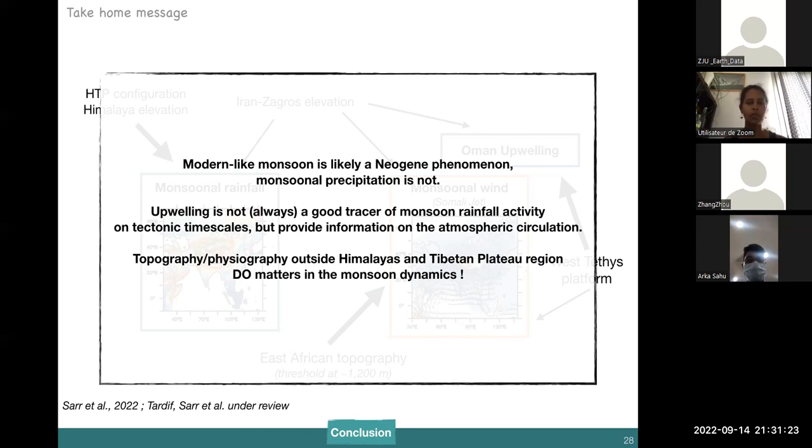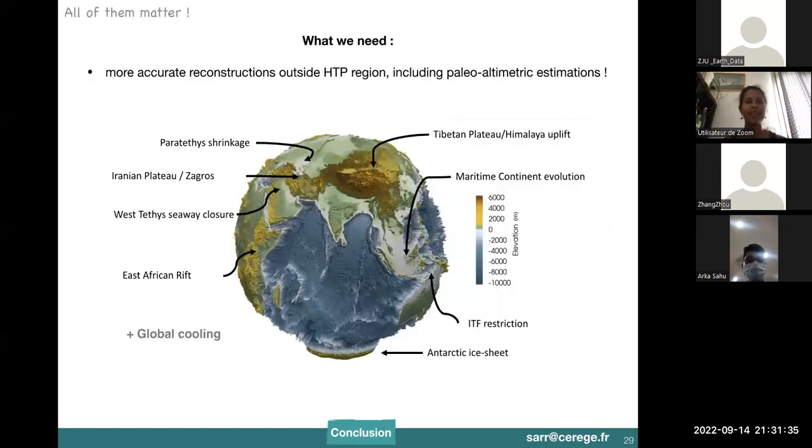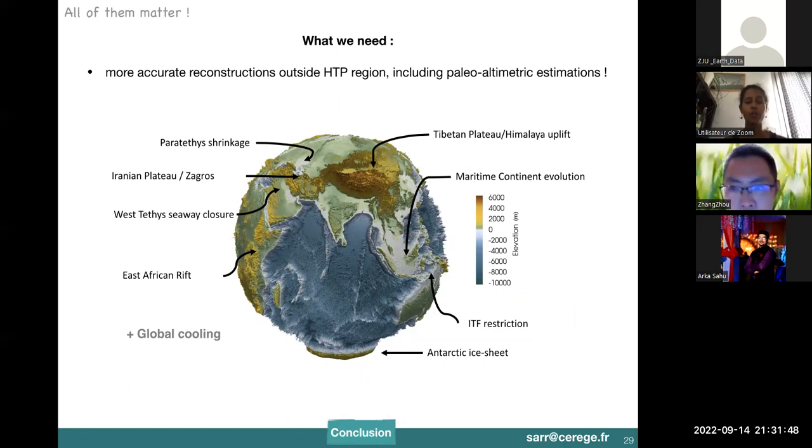And the last point is that topography and physiography outside of the Himalayas and Tibetan Plateau region do matter in monsoon dynamics, and we need to have proper constraints on those. So this is my last slide, and this is the one I like the most. This relies on my last point from the previous one: we really need, especially as paleoclimate modelers, to be sure that the topography we put into the model relies on realistic constraints, especially for areas outside of the Himalaya and Tibet region that are under-constrained, because all that topography will play a role in the dynamics of the Indian Ocean and thereby in the dynamics of the monsoon.